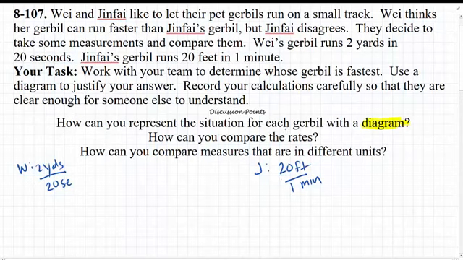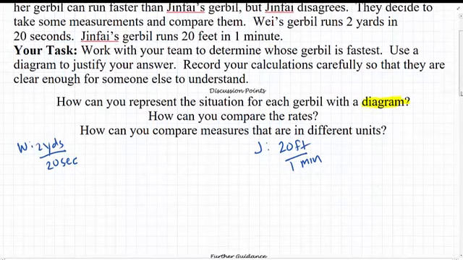Okay, so again, let's look through our discussion points. How can we represent the situation with the diagram? We could do that in a second. How can we compare the rates? Okay, so we need to compare the rates. And you told me in class, okay, why is this difficult? Why can't we compare the 2 yards in 20 seconds with the 20 feet in 1 minute? Well, you told me that the reason it's difficult is because the units are different. It's hard to compare the feet in yards and seconds and minutes. We like to have the same units to compare the rates.